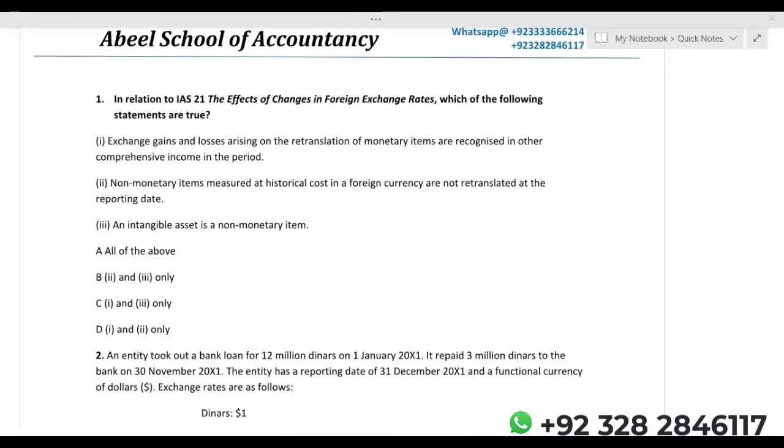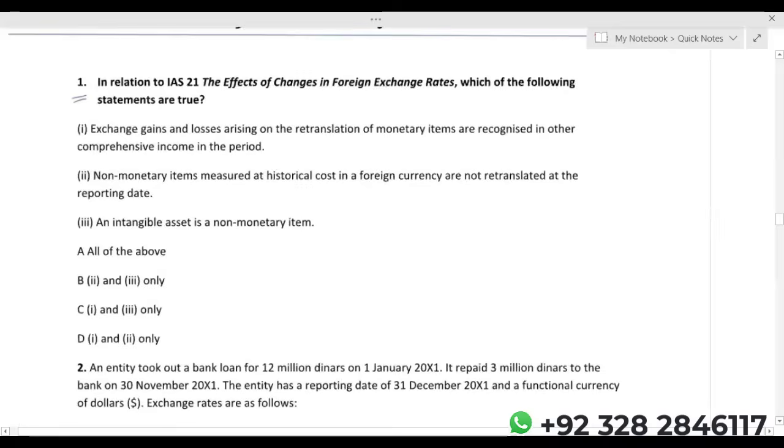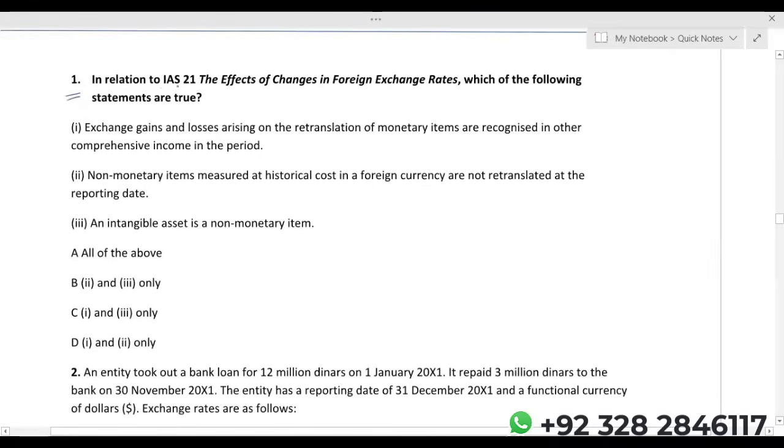So let's start from this IAS 21. In relation to IAS 21, the effects of changes in foreign exchange rates, which of the following statements are true? A little bit idea about IAS 21, quick revision. According to IAS 21, monetary items, all the monetary assets and liabilities, are translated, number one, by using spot rate on transaction date. Any question?